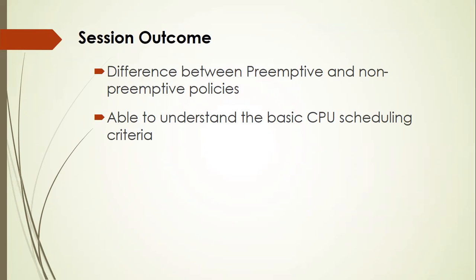At the end of today's class, you will be in a position to understand the differences between the two categories of CPU scheduling policies, namely preemptive CPU scheduling and non-preemptive CPU scheduling policies. In addition to that, you will be able to understand some of the CPU scheduling criteria. The criteria decide the goodness of a particular CPU scheduling algorithm. So on what basis we select a suitable CPU scheduling policy for our application is decided based on these criteria.